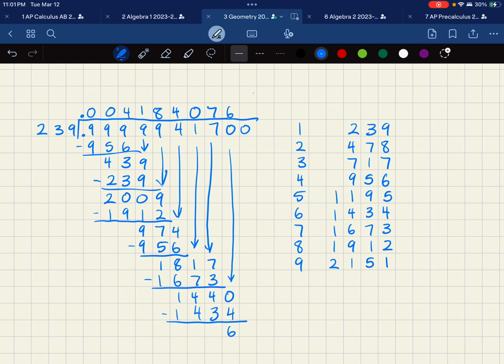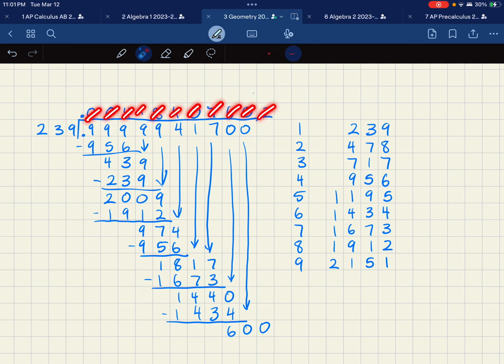It's only 6 away. Bring down a 0. It doesn't work, so we're going to say a 0. And if I bring a 0 in here, to get close to 600, I would put a 2 here. How many decimal places? 1, 2, 3, 4, 5, 6, 7, 8, 9, 10, 11. So I have 11 decimal places.